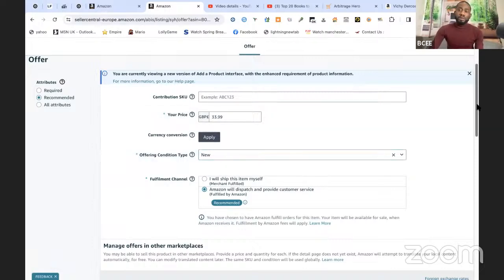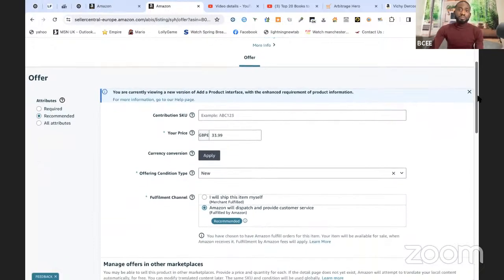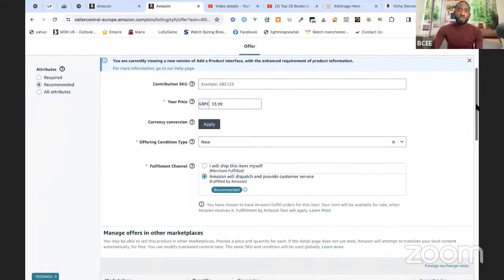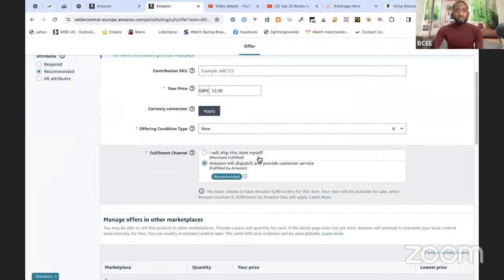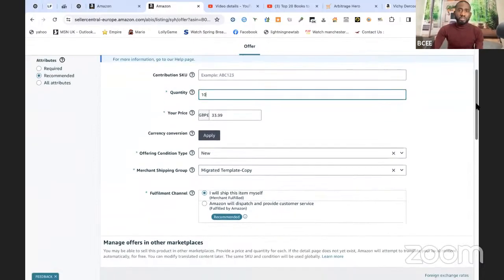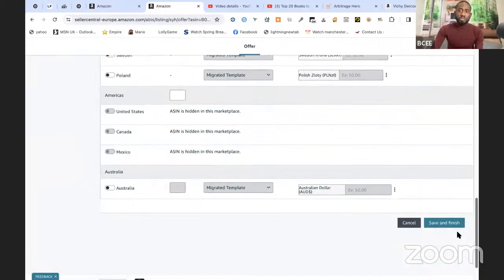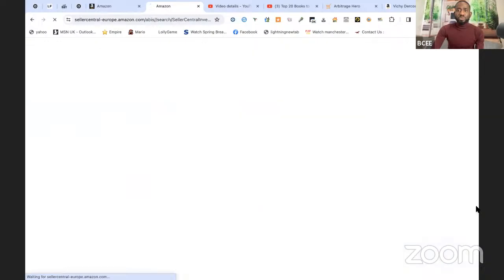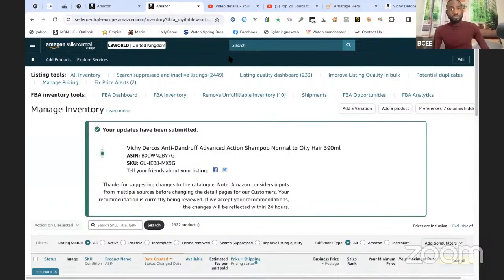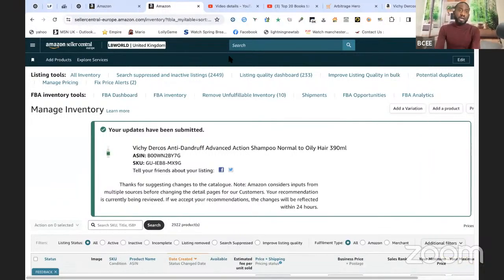But we also have another way of selling. If you don't want to send to Amazon Fulfillment Warehouse, you can also fulfill the product yourself. So if you want to fulfill the product yourself, you click, I will ship this item myself, and you go to quantity, you put the quantity you have in the house or in your warehouse, and you click save and finish. As soon as you do that, in like 10 to 15 minutes, it will show in your inventory that you have listed that product. And that is how to list a product when you're selling on Amazon.